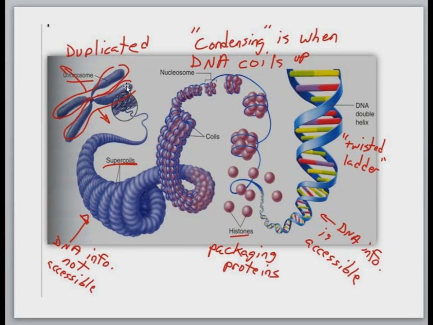And this only occurs during the condensing stage of mitosis. So when we say the chromosome is condensing, we mean that long molecule of DNA is being wrapped up into these structures, supercoils, so that then the cell can go ahead and deliver duplicates to the daughter cells.